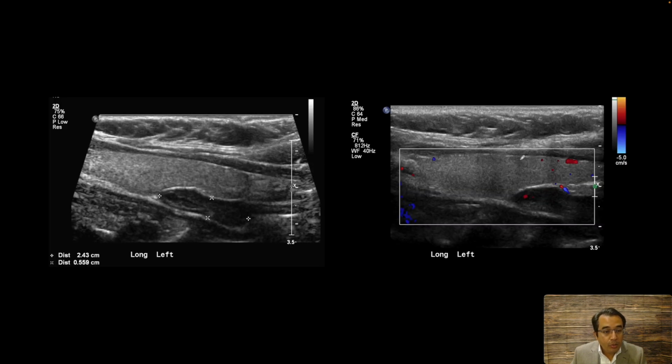These are the ultrasound images from this patient, and this is the left lobe of the thyroid, and posterior to the inferior pole of the left lobe of the thyroid, we see this 2.4 by 0.5 cm hypoechoic focus with internal vascularity consistent with a parathyroid adenoma.